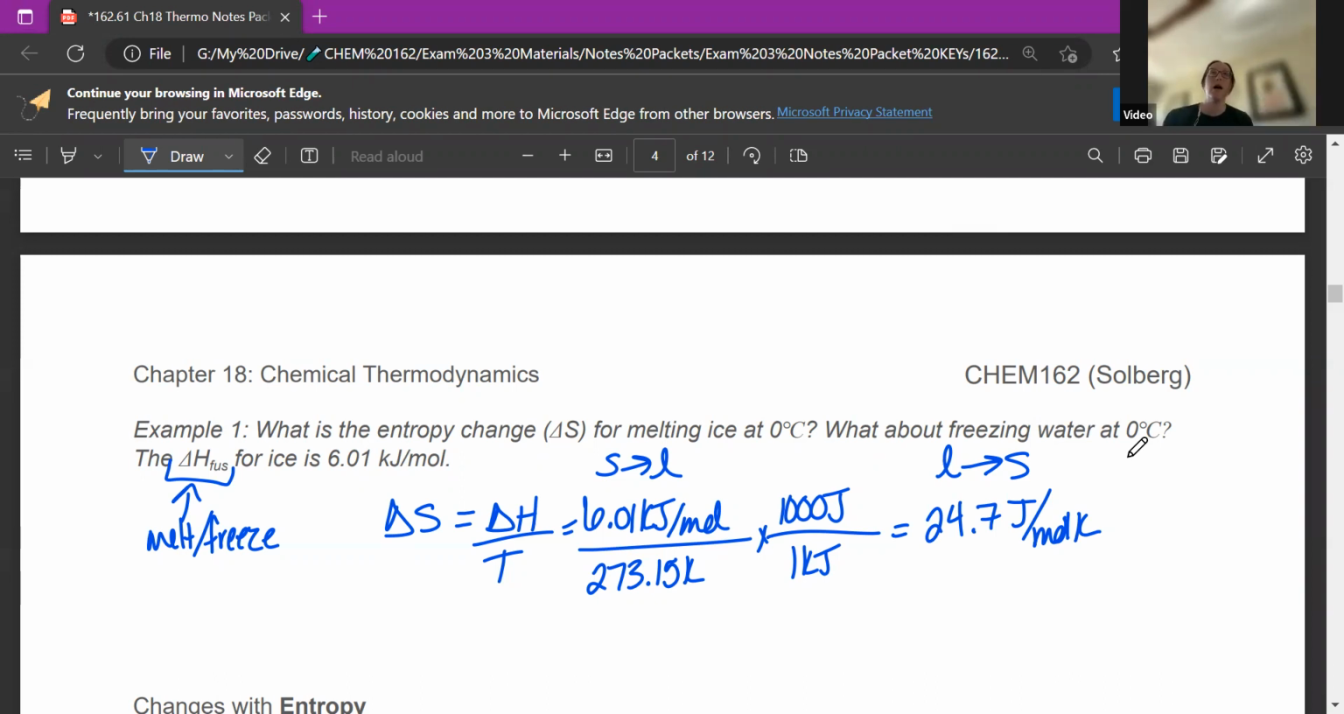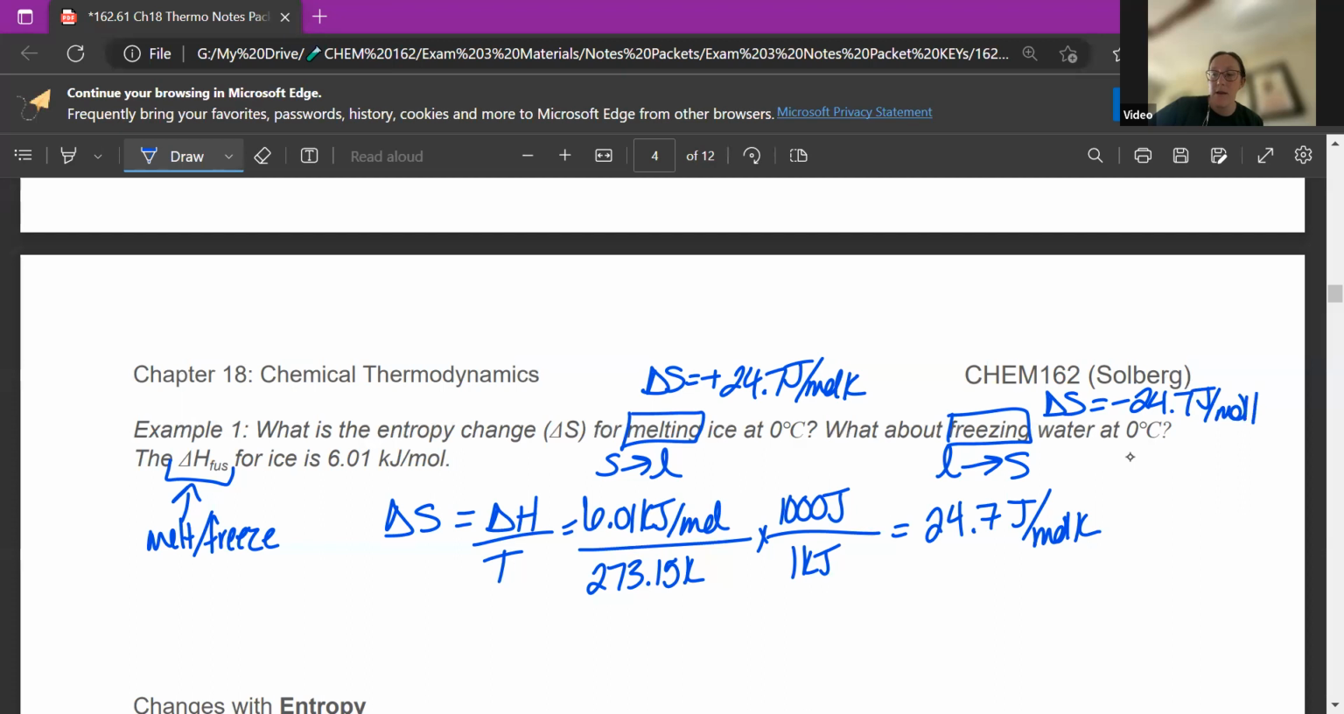Okay, you're going to have more chaoticness, or however you want to say it. That would be if we're going from a solid, which is highly ordered, to a liquid. So anytime we are melting, it should be becoming more entropic. So that is going to be a delta S of positive 24.7 joules per mole Kelvin. Whereas freezing is becoming more ordered or less entropic. The delta S is going to be negative 24.7 joules per mole Kelvin.